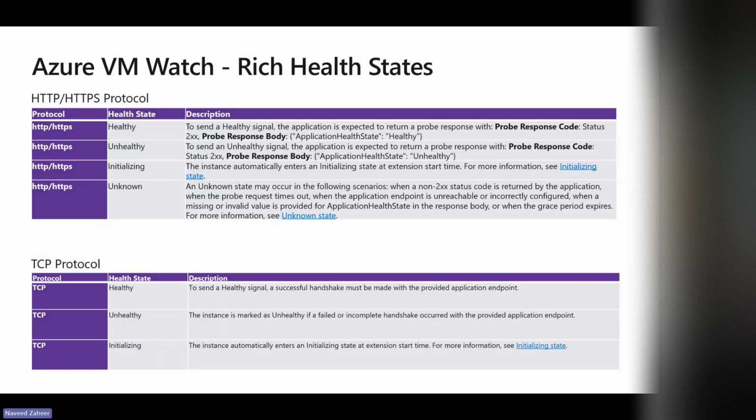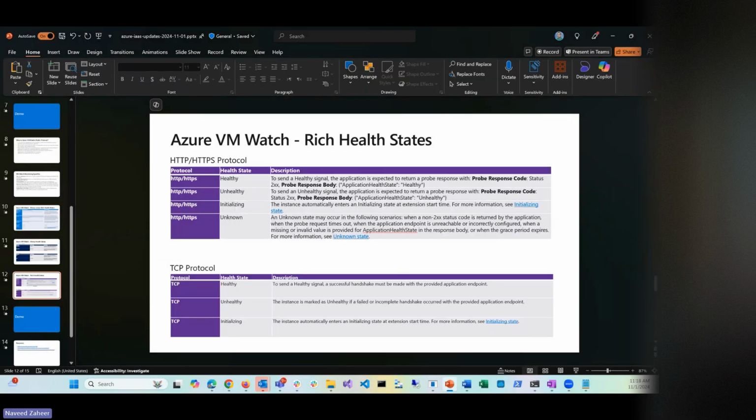Second is, if you have the response application health state healthy, this is for the rich. You have to send a JSON response. And if there is no response, it will say unknown, and you have to send the unhealthy response just like that. As you can see here, application health state is unhealthy in the JSON body to tell it, okay, yeah, this thing is not working. So that gives you more detailed information. How you set it up, let's talk about it.